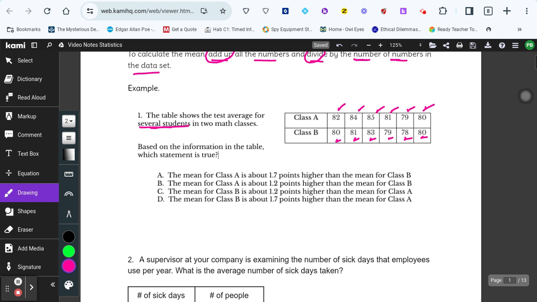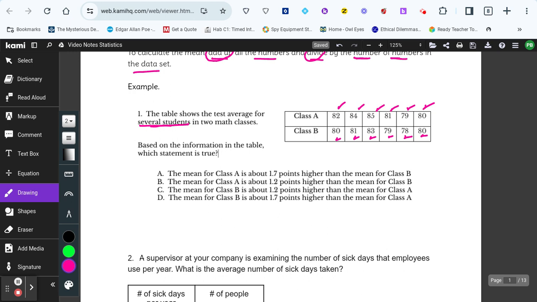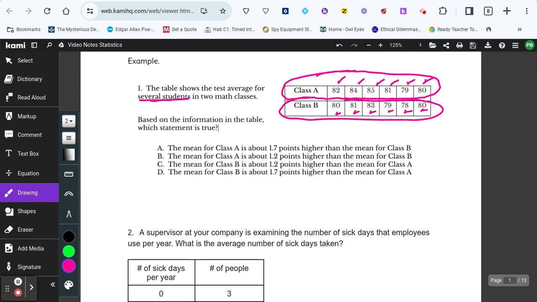All right, so we're going to take a look at example 1. It says the table shows the test scores for several students in 2 math classes. So in class A, we have 6 students, and of those 6 students, one scored 82, the other one scored 84, 85, 81, 79, and the 6th student scored an 80. In class B, one student scored an 80, the second one an 81, third one 83, fourth 79, fifth 78, and the 6th an 80.